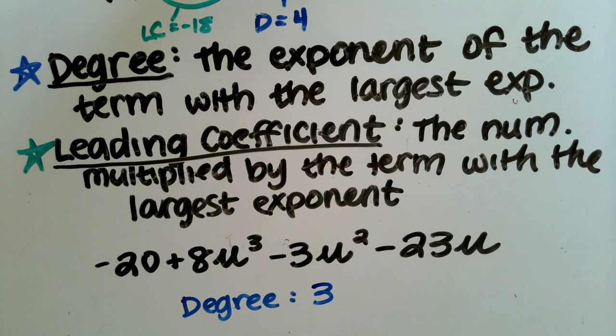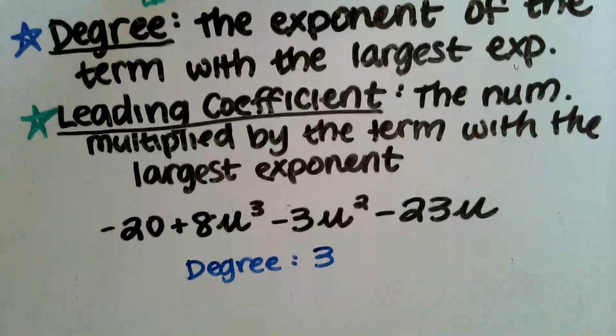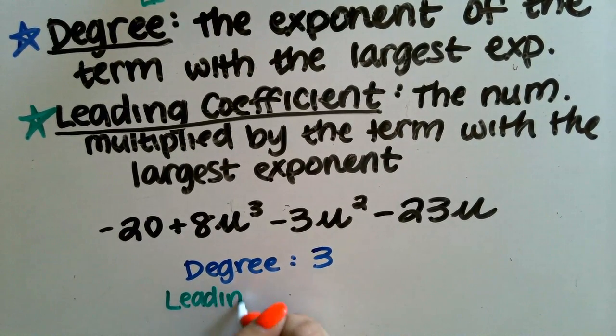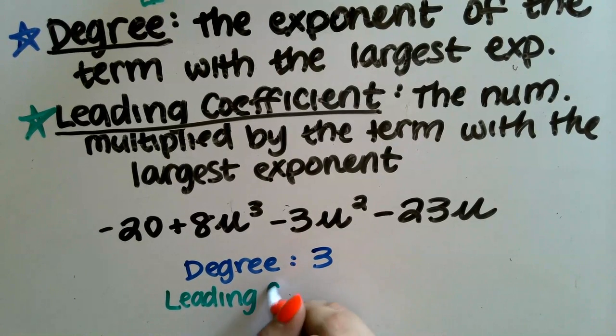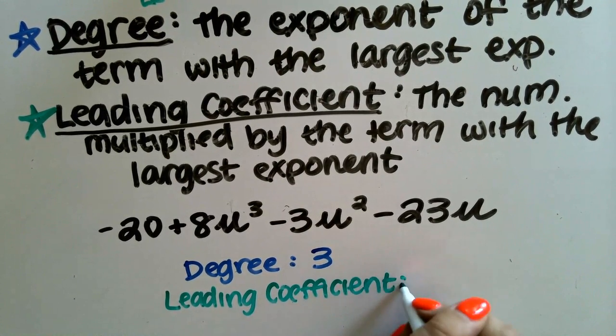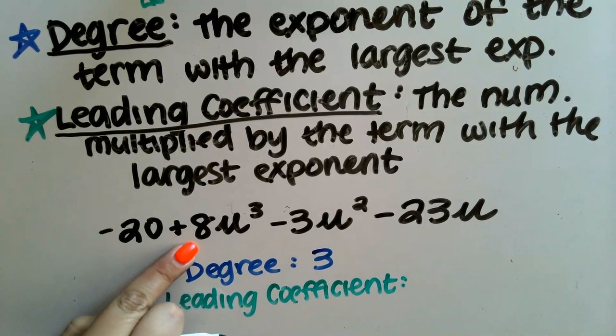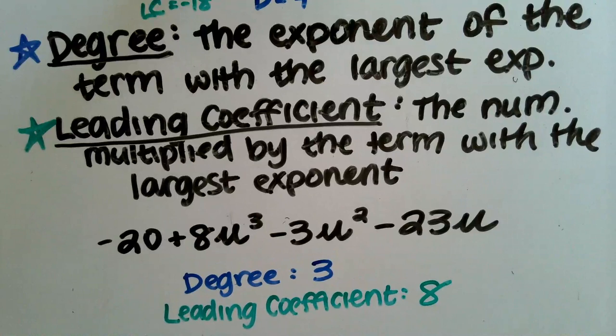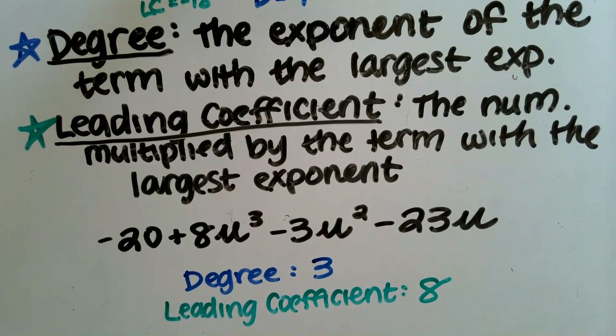Next up, we're going to talk about our leading coefficient. And remember, the leading coefficient is just that number sitting in front. And that number sitting right in front is an 8. Super simple, we just have to remember what those definitions are.